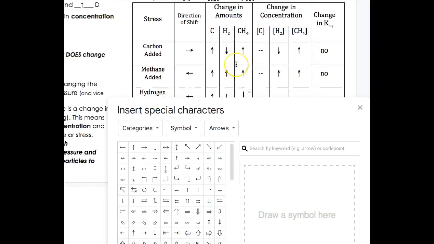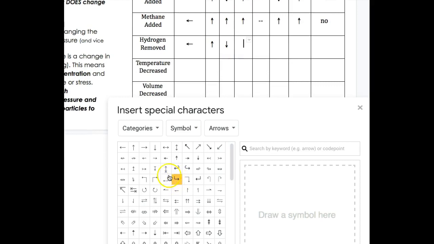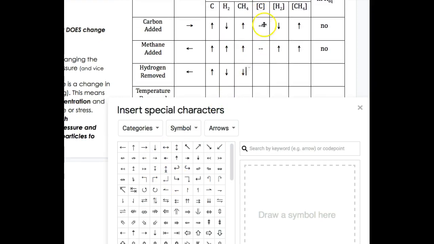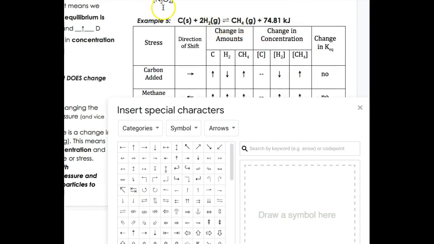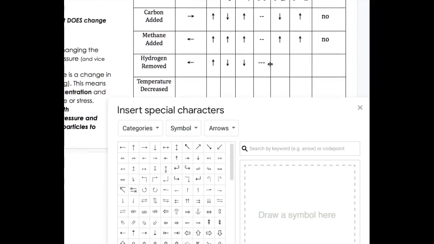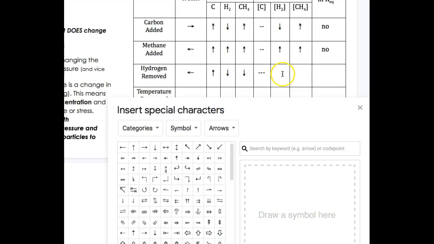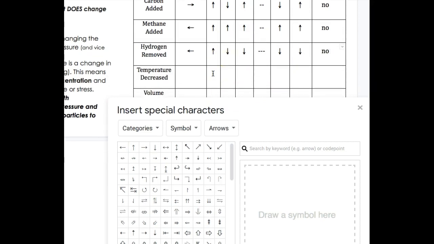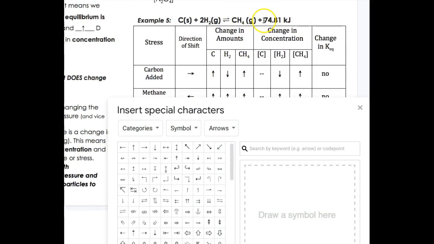And because we're shifting to the left, that means we're going to have less methane. Okay, the concentration of carbon is unchanged because it's a solid. Right here, it's a solid, so the concentration does not change. And because these two chemicals drop in amount, they're gases, they're going to drop in concentration. And the equilibrium constant is not going to be changed because the equilibrium constant only changes when there's a change in temperature.